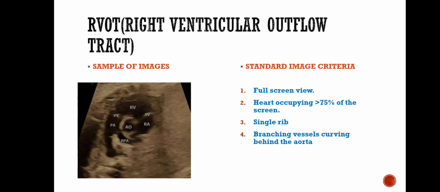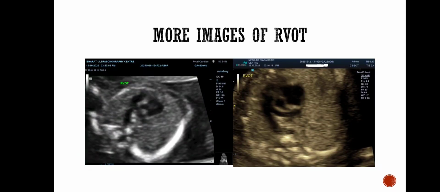Come to the RVOT, right ventricular outflow tract view. Further cranial angulation demonstrates the right ventricular outflow tract. Here, the pulmonary artery should arise from the right ventricle and curve gracefully behind the ascending aorta. This crossing relationship between the great arteries is one of the most important signs of normal cardiac anatomy. More images of RVOT. See the RVOT is branching into left and right pulmonary artery.